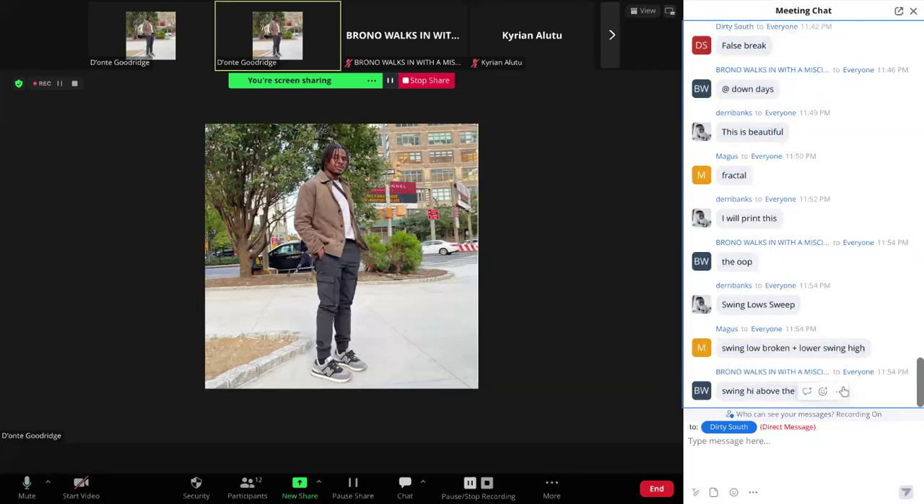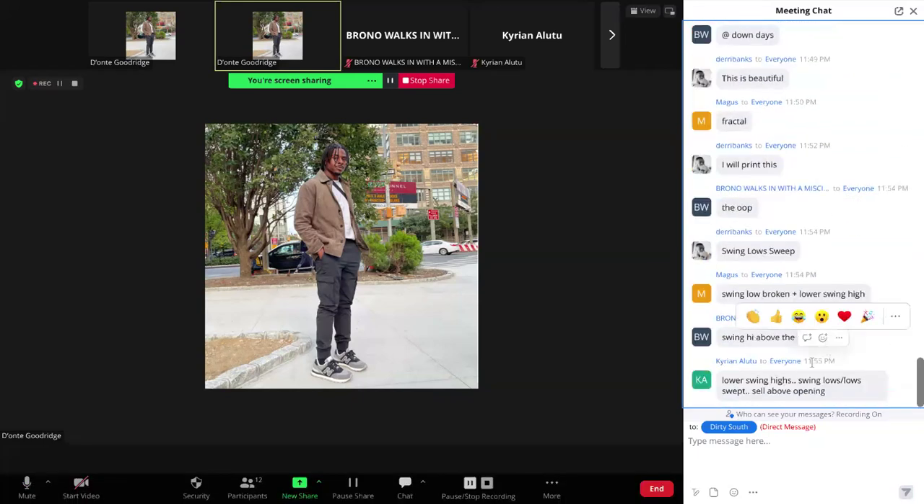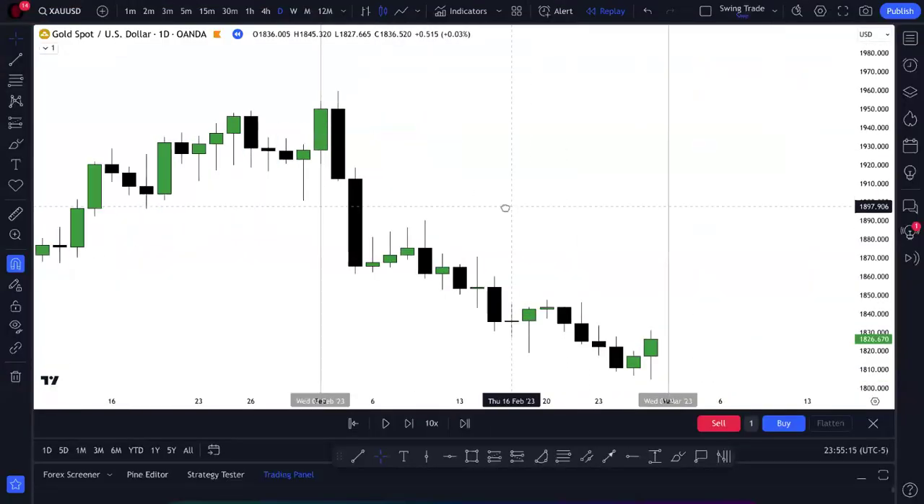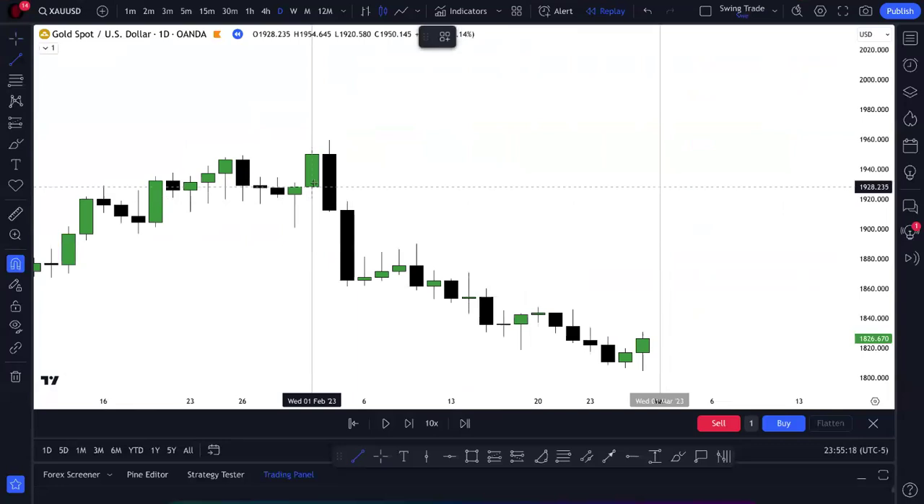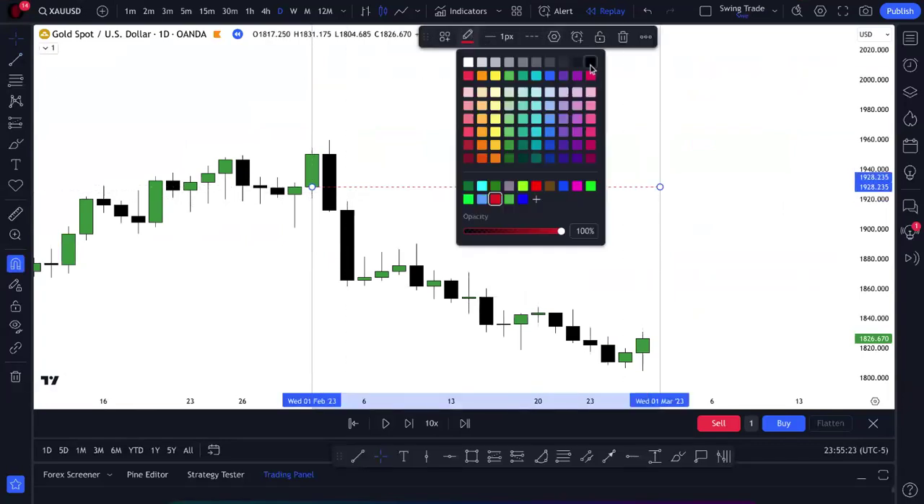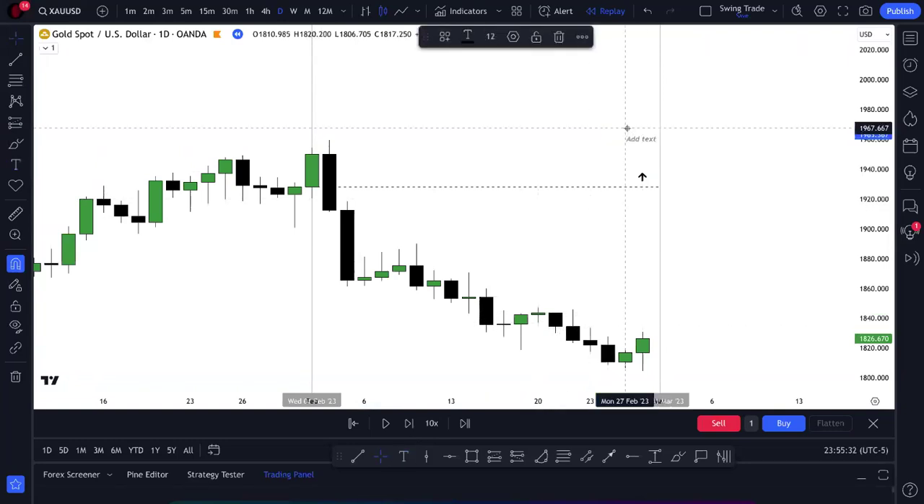Yeah, swing high above the open. Good answer. Swing low broken, then lower swing high. I like that. Lower swing highs, lower swing lows, swept. Sell above the open. Good answers. See, I'm just trying to engage you guys. Get your brain thinking. So just looking at it again, got the opening price for gold. What is above? What territory would we call this? Above the open. What's the word? Begins with a P.